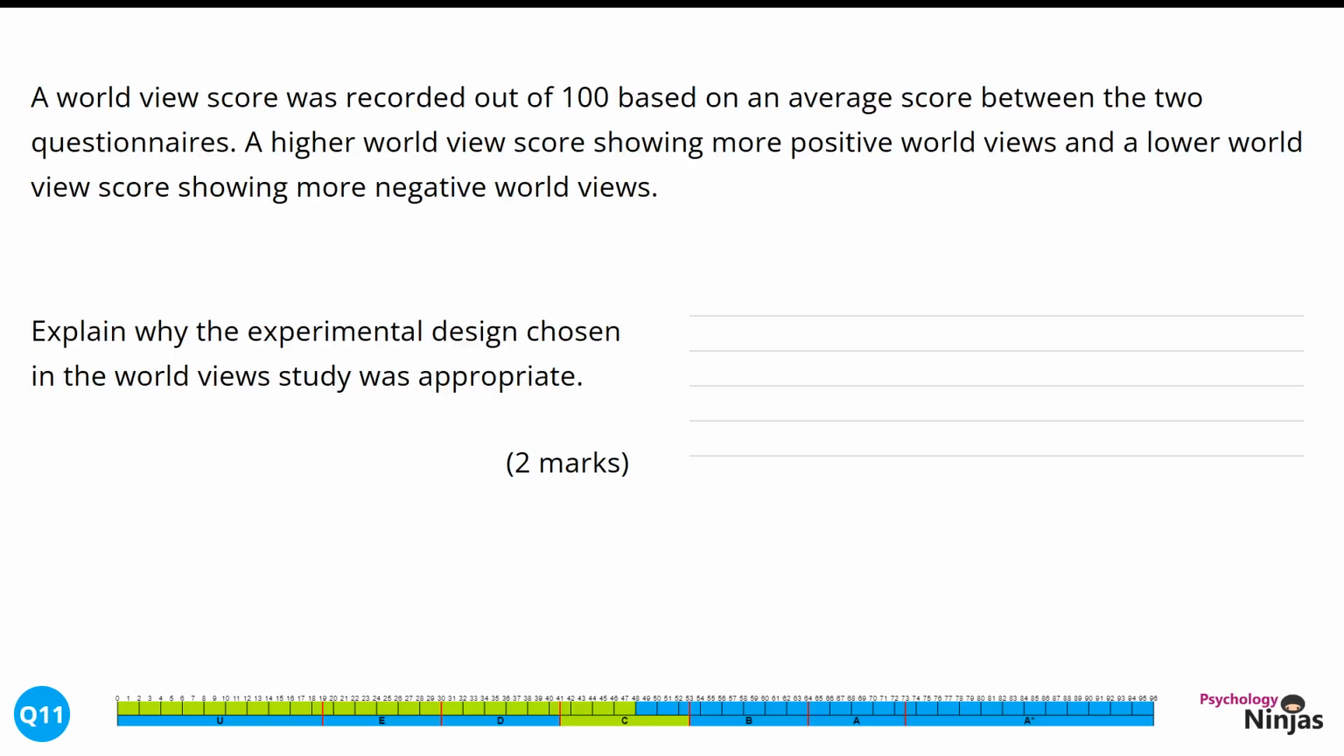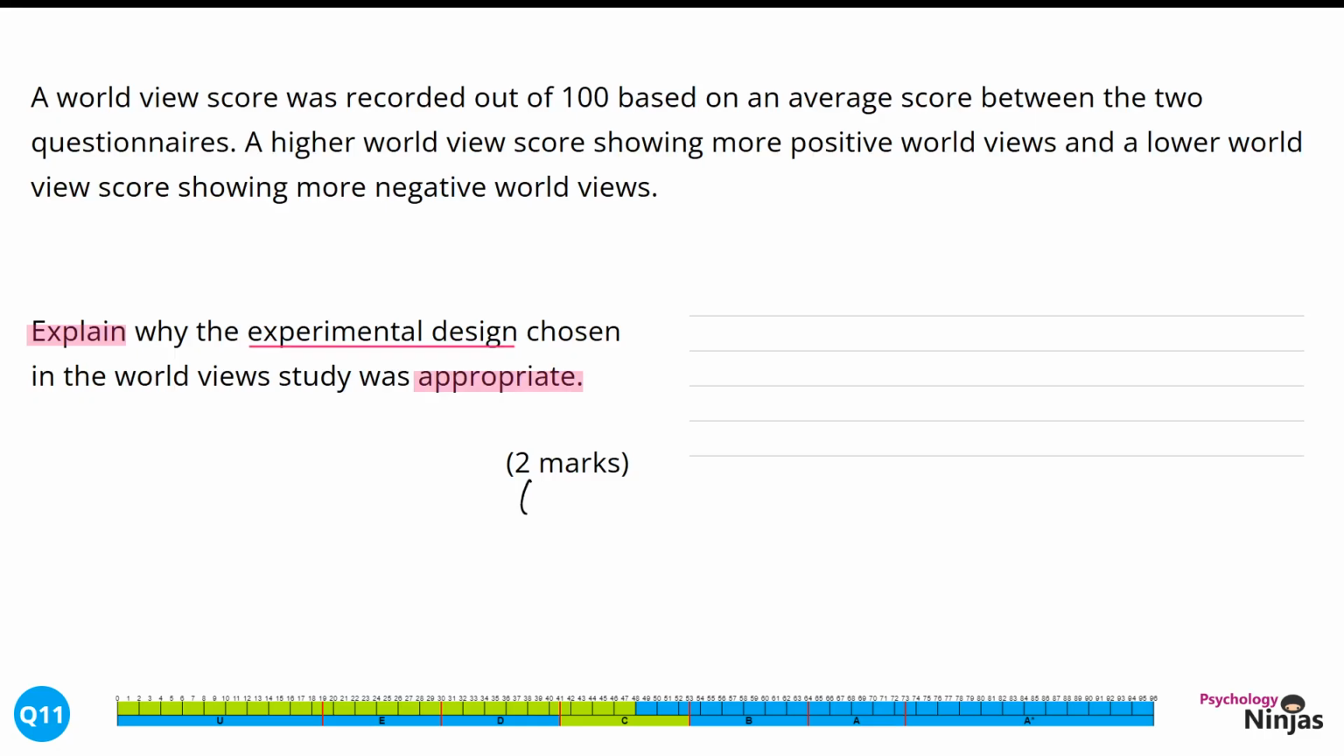Explain why the experimental design chosen in the worldview study was appropriate. 2 marks. We have the command word explain here, requiring us to give some detailed and extension to our response. There is some assumed psychological knowledge in this question, in that we understand what experimental designs are. Experimental designs are what's happening with our participants and how they're allocated between our conditions. The focus of this question is why this experimental design is appropriate.